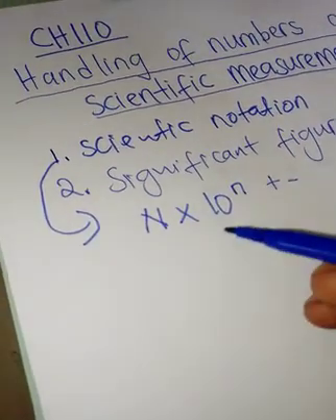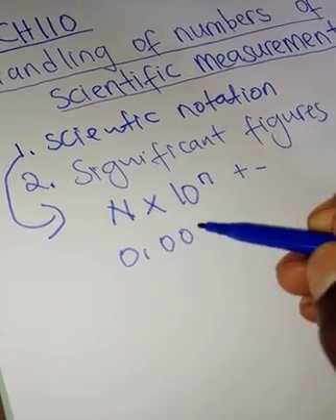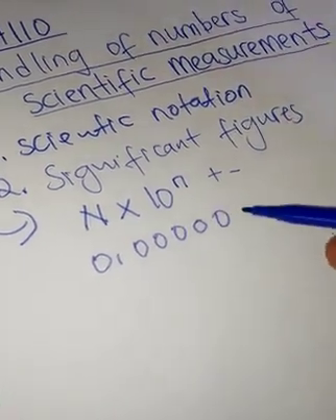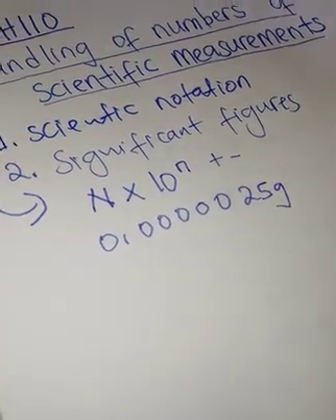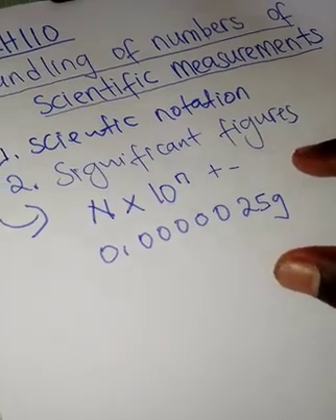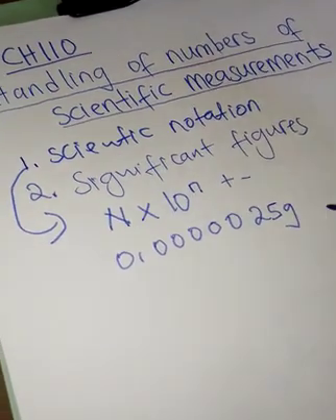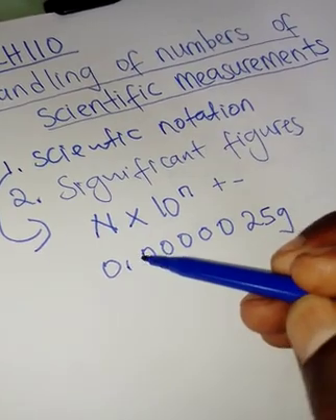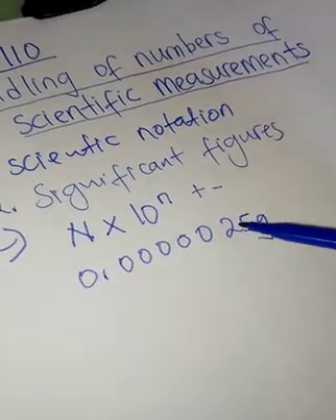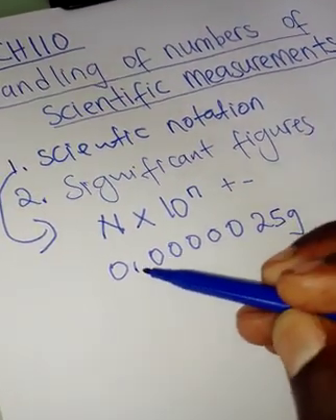Okay, for example, let's say we measure the mass of a substance to be 0.0000025 grams. So what would be the best way to report this one? Of course, it's to use what we are calling scientific notation. So we have to make sure that this decimal point is moved to the right. It has to be between 2 and 5. So it will move how many steps?